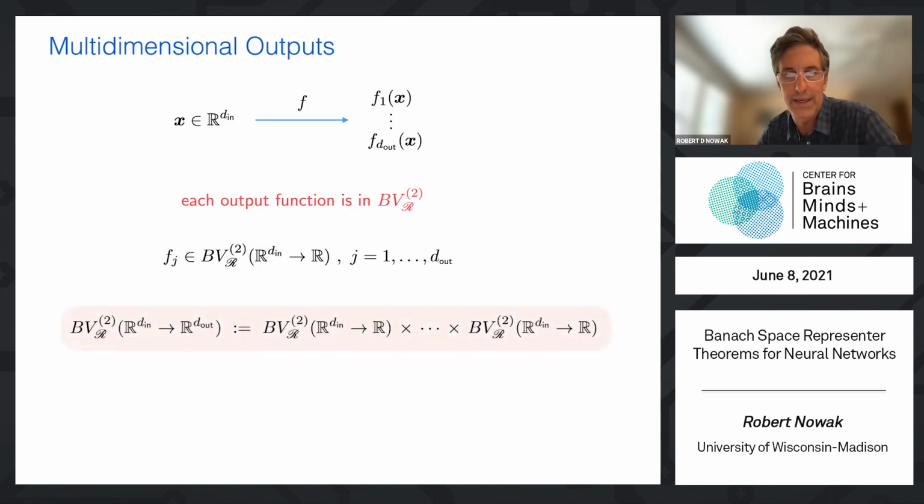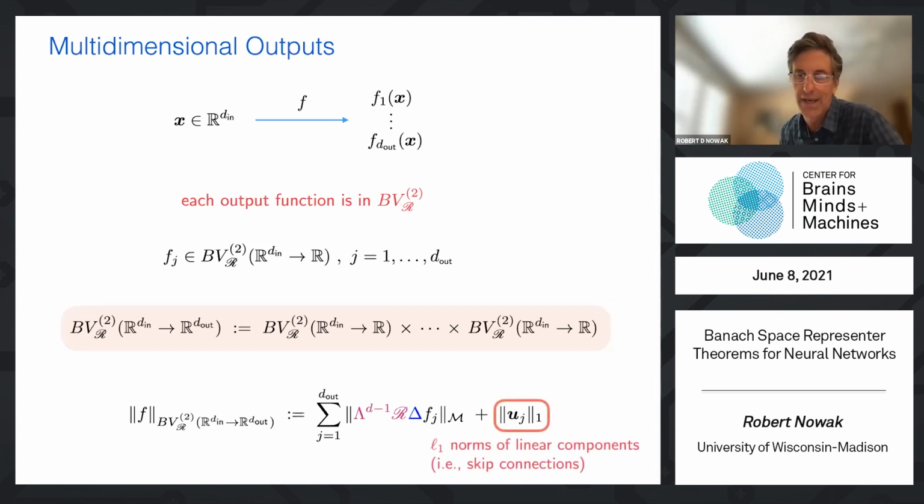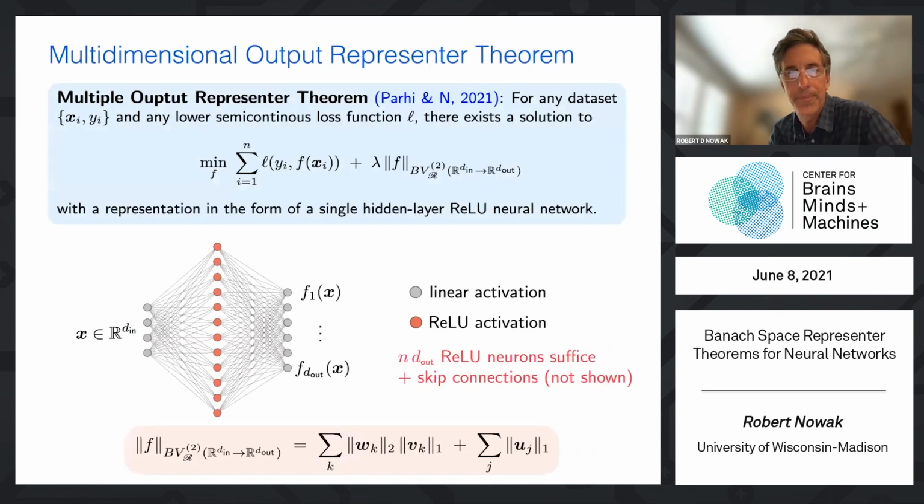And then that naturally gives us a product space, and then also naturally gives us a norm over that product space, which is what we saw before, this total variation of each component function, applying this operator, differentiation and Radon transform. And then another term, that L1 term that you see there, is sort of an L1 norm of the linear components or skip connections associated with the neural network. You need to have that there as well to make this a well-defined function space and norm.